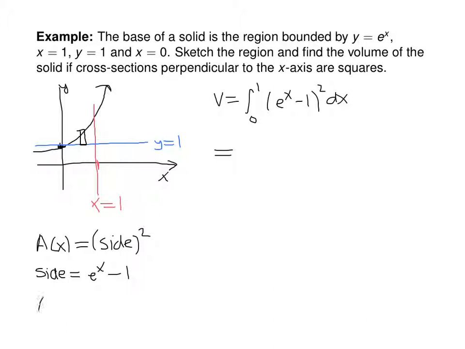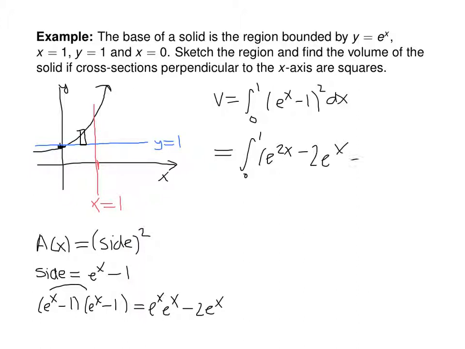Now, if we multiply e to the x minus 1 by itself, the only slightly tricky thing is what is e to the x times e to the x. Recalling your rules for exponents that you learned an awfully long time ago, that should make e to the 2x, because there's a common base, so the exponents add. And then we'll have minus 2 e to the x plus 1.